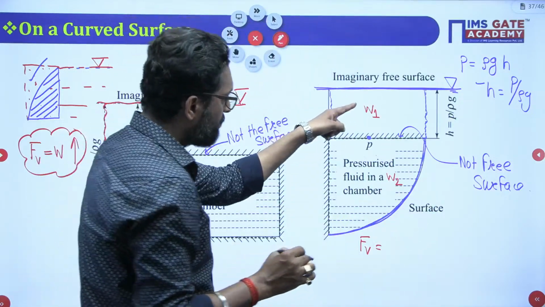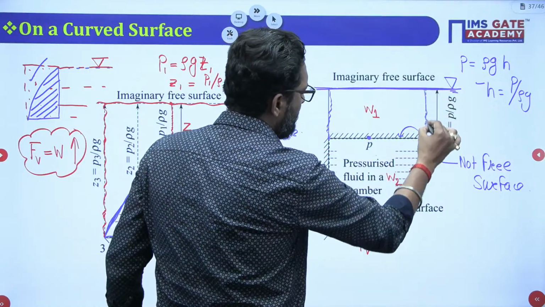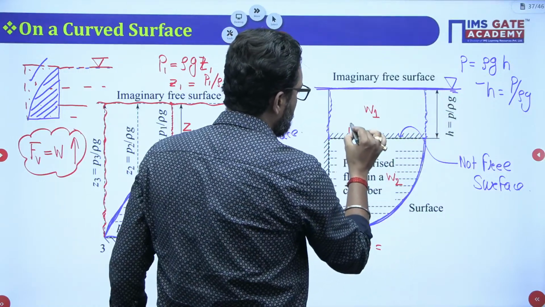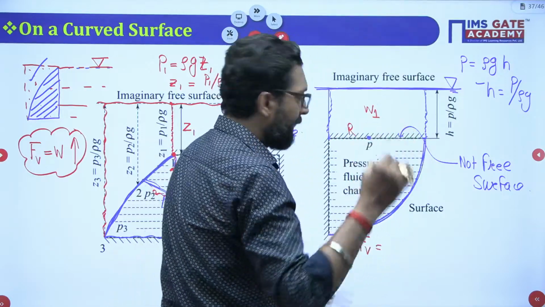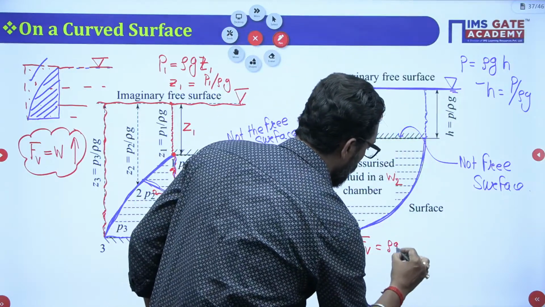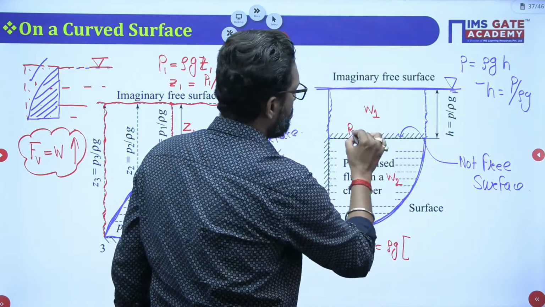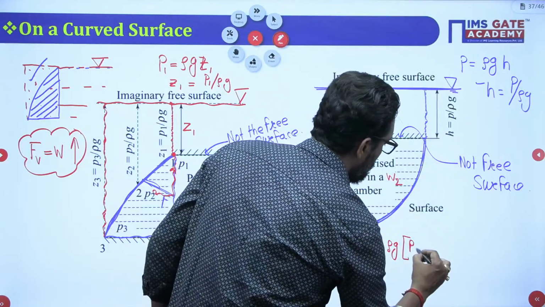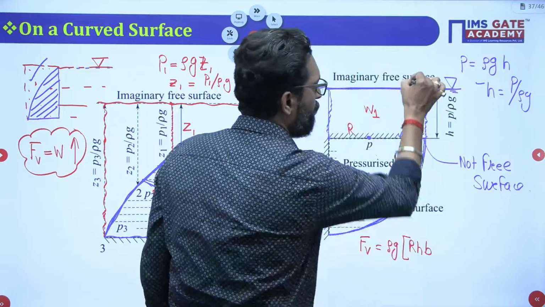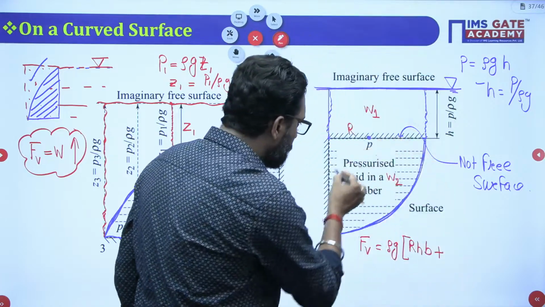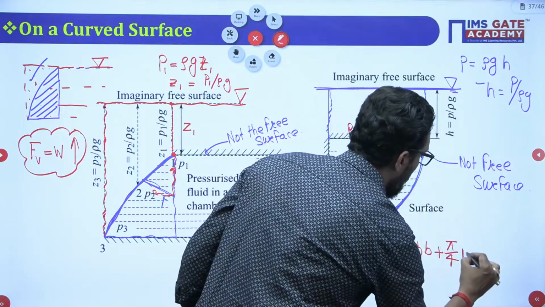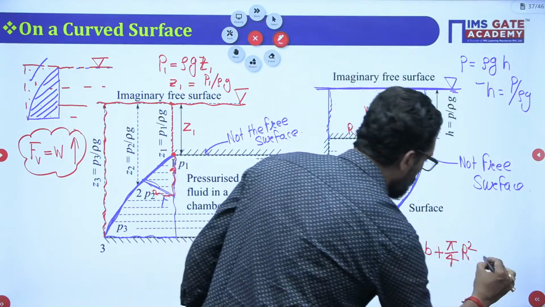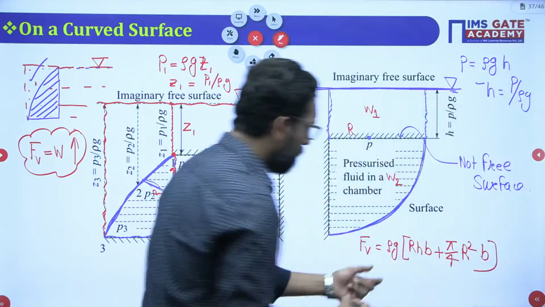What is W1? If this height is H and this is radius R, let's suppose, then W1 is rho g into volume. What is the volume? R into H into B, where B is the width. Plus the volume of this semicircle: pi by 4 R square is the area, into width B. This is the vertical force.